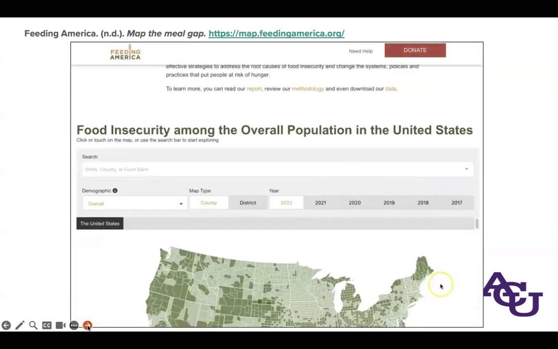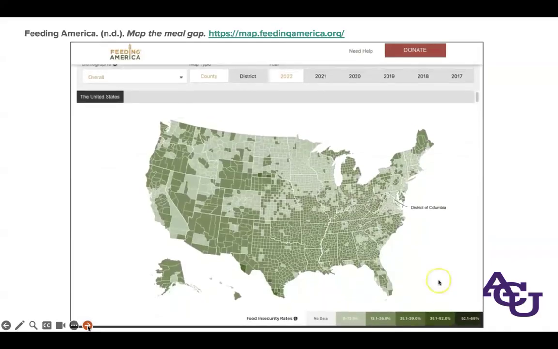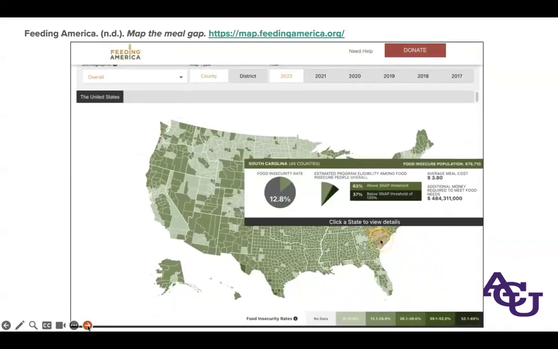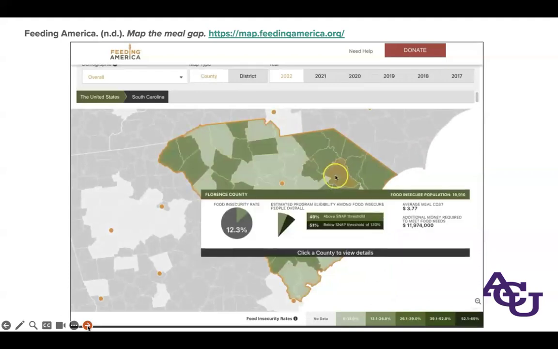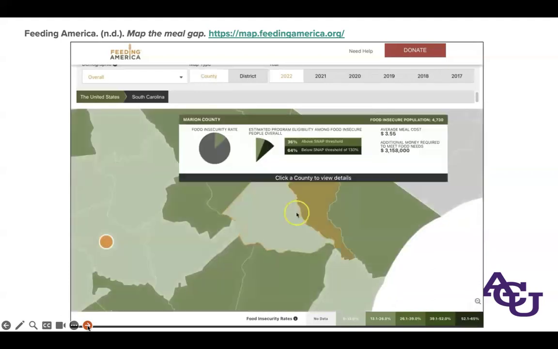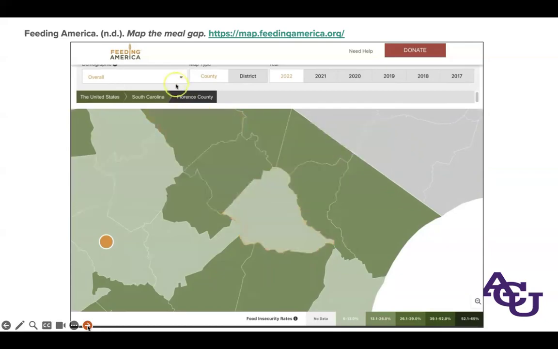You scroll down to the bottom. You can go to where your state is and hover over it. For instance, South Carolina has a 12.8% rate of food insecurity overall, which is 678,710 people. But if I click on my state, it's going to take me down to the county level. And I can see that Florence County has a 12.3% food insecurity rate for a population of 16,910 overall.